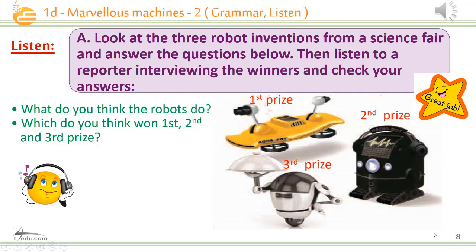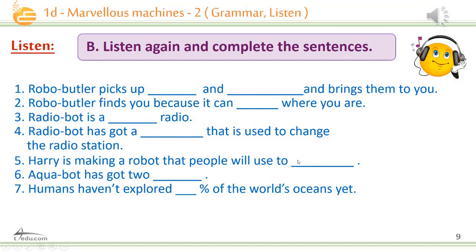Great job. Okay, now we are going to listen to this again. We're going to listen to the audio again and complete the sentences. We are going to have 3 pauses. After each kind of robot, we are going to pause and then we are going to supply the missing parts. Okay, now listen carefully to the audio. B. Listen again and complete the sentences.